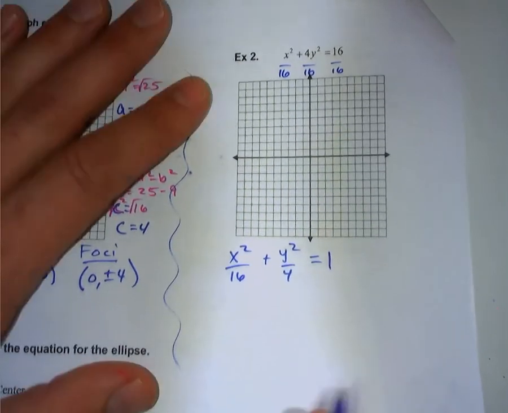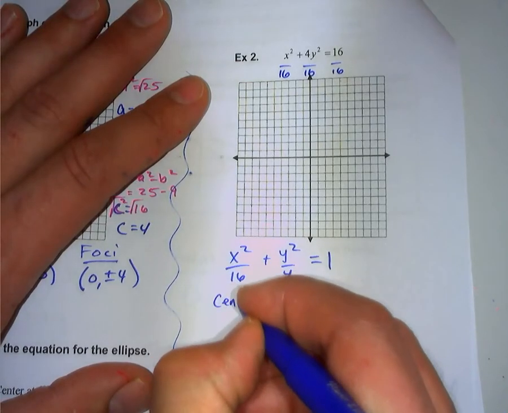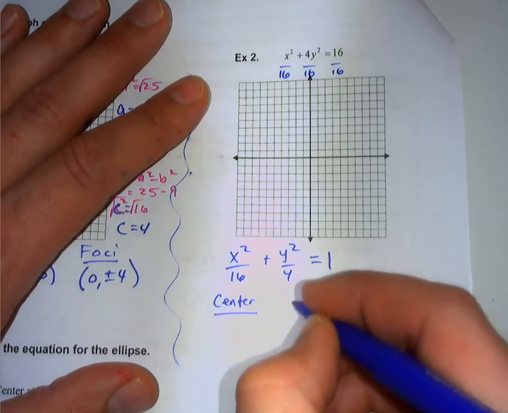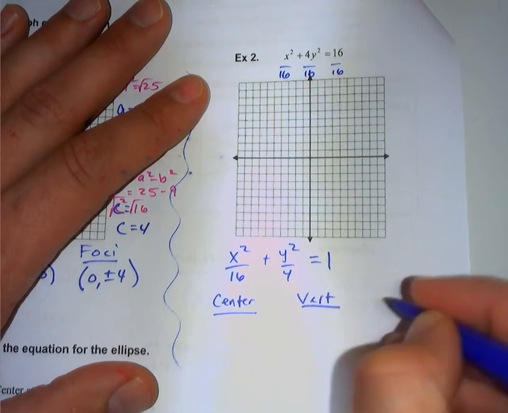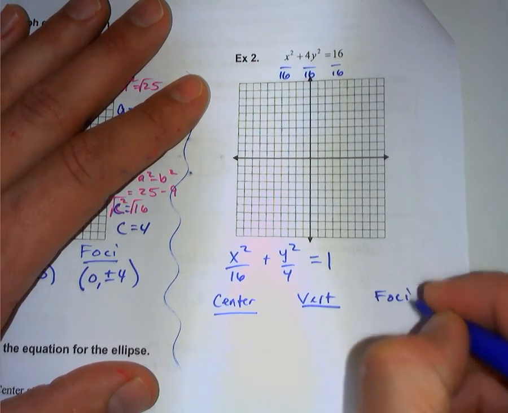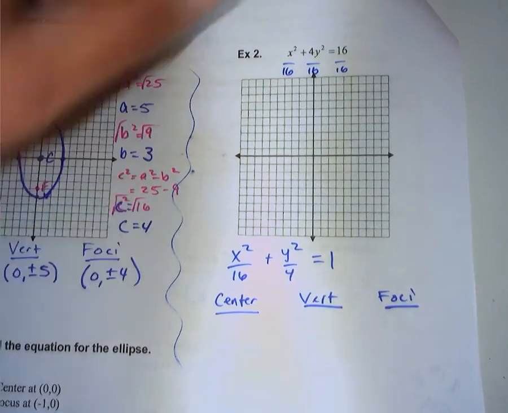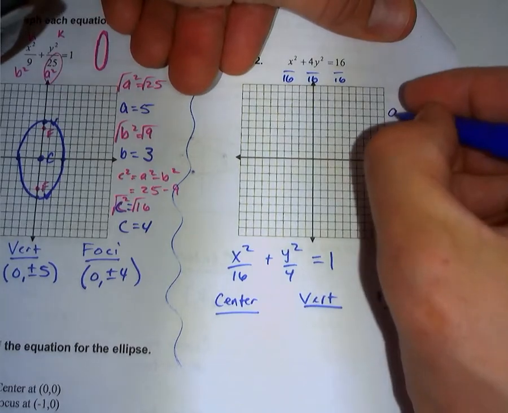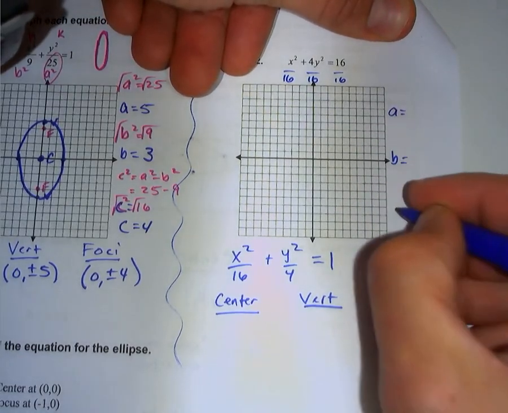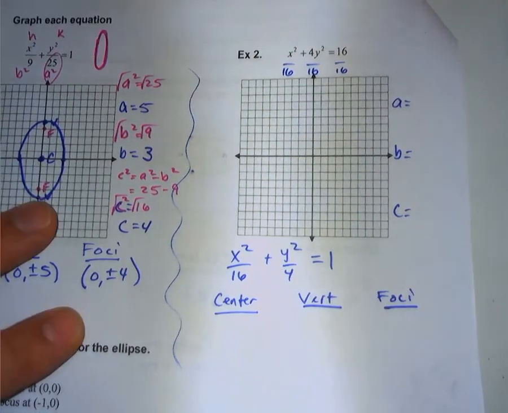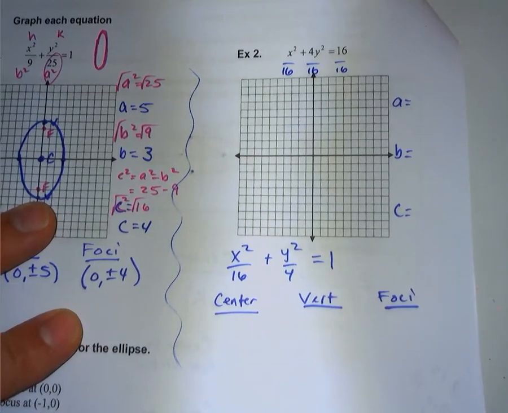All right, so again, we're going to want our center. We're going to want our vertices and our foci. Quiz or test, I'll have those blanks for you. So this is the guy we're looking at. Any questions how I came up with that equation?